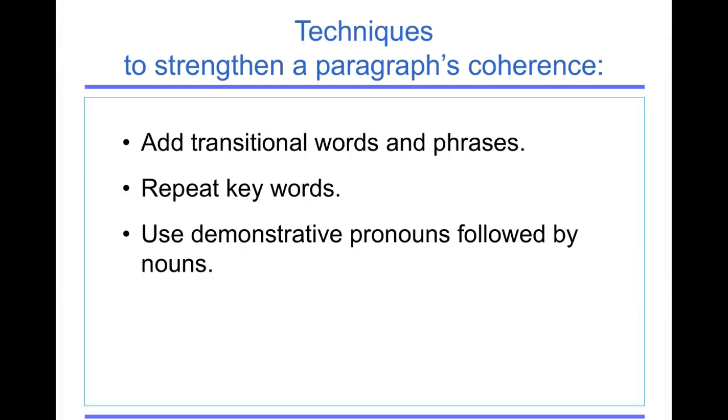To strengthen your paragraph's coherence, add transitional words or phrases, repeat key words. You don't want to be redundant, but you do want to use the same terminology throughout. You want to call a key ring and not a key fob, because that could confuse your audience at times. And use demonstrative pronouns followed by nouns. So make sure that when you have a pronoun, you have the noun close by, so it's very clear to the reader what noun that pronoun is referring to.